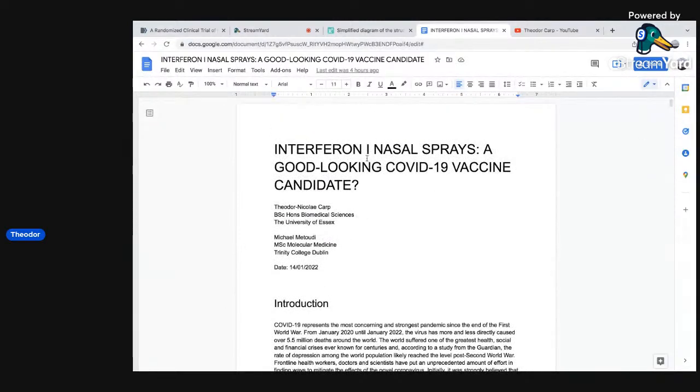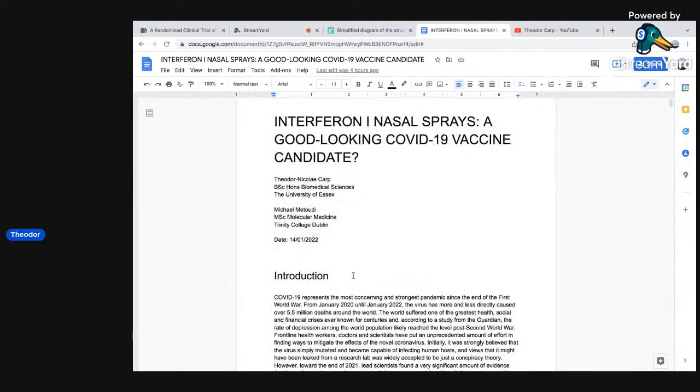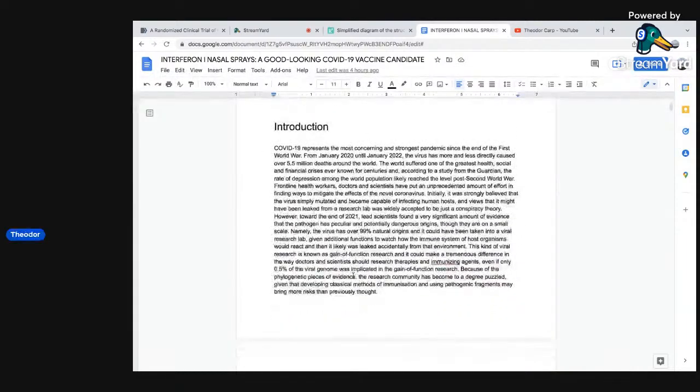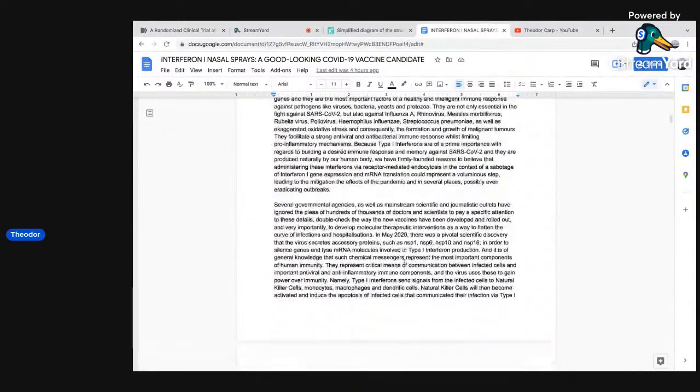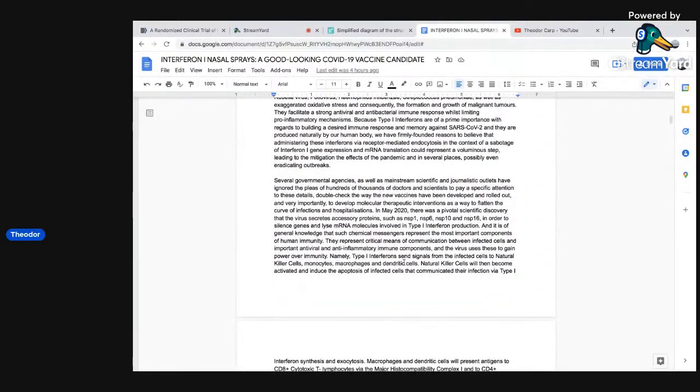So we just have the title here, Interferon 1 nasal sprays, a good-looking COVID-19 vaccine candidate. There are two of us at the moment working on this research proposal. Just add an introduction here. There's new evidence about the source of the virus not being fully natural. In fact, there are materials mentioning a very high likelihood that it's not completely natural. It may be 99 or 99.5% natural, but even 0.5% could be important in science.